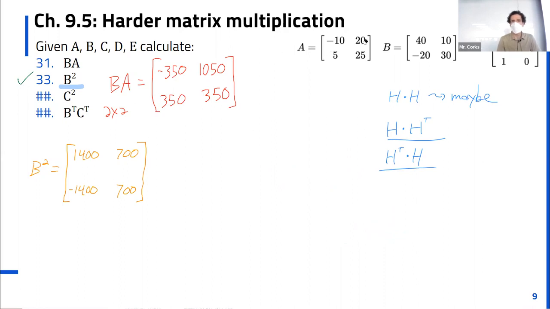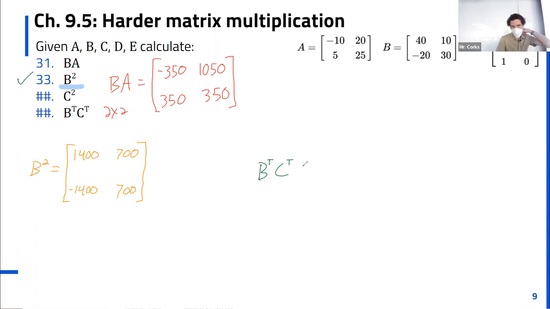All right, let's do our last one here. Screen again. So B transpose and C transpose. This one we can kind of see some shortcut stuff that we could use. So that's what I want to show you. Let's do this. So B transpose.